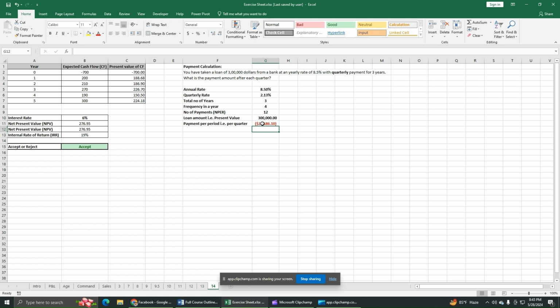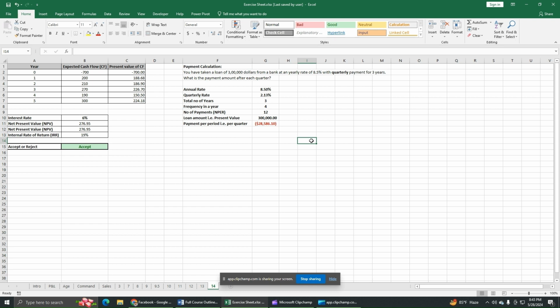That is, in every 3 months we have to make a payment of $28,586.10. It is showing as a negative number. This is not a negative number actually, this is positive, but because we are making a payment, this will be a cash outflow, that's why it is showing us in this negative form.